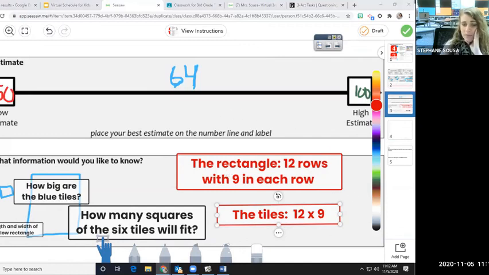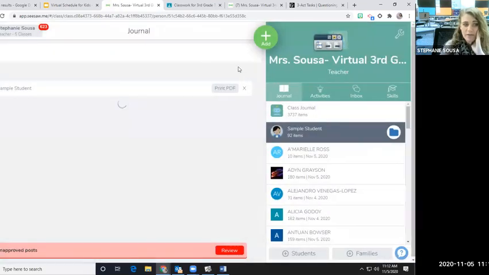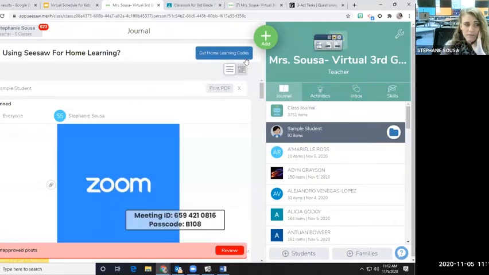Tonight, I want you to think about how will you figure out how many tiles will fit inside of the yellow rectangle, okay? So right now, everybody's gonna click on this orange draft. You're not gonna click the green check. You're not done. We haven't finished this yet. So click on the orange check to save it as a draft, okay? Draft, and we will finish this tomorrow. So save it as a draft, okay? And that'll bring you back to your Seesaw screen.